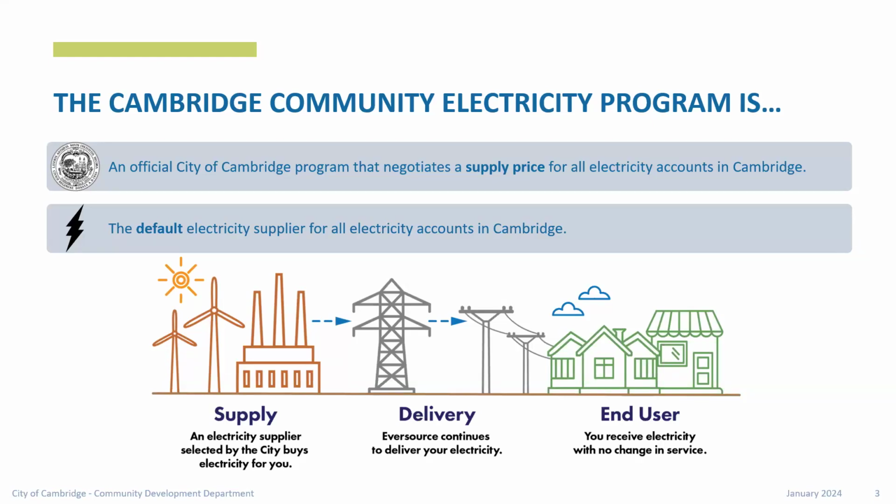So on your bill, there's two things that you pay for: a supply charge and a delivery charge. The supply charge is the price you pay for the actual electricity that you use. And the delivery charge on your bill includes the cost of maintaining the electric grid and infrastructure to deliver the electricity to your home. So what this means for you is that when you're enrolled in CCE, only the supply portion of your bill will be affected by being enrolled in the program. So the city negotiates a supply price for electricity with an electricity supplier through this program, and the delivery costs remain unchanged.